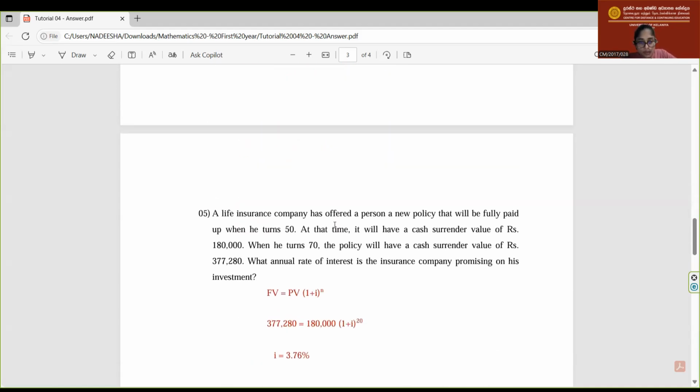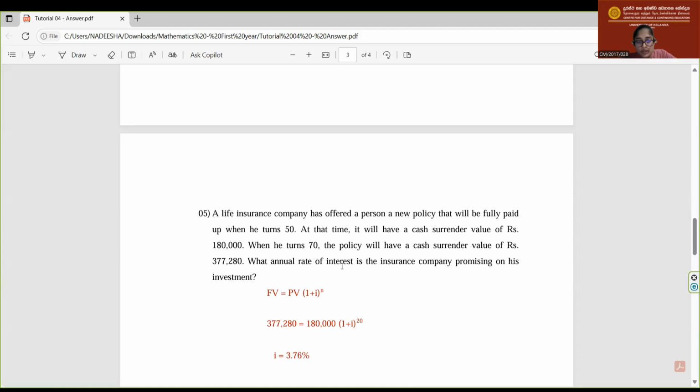A life insurance company has offered a person a new policy that will be fully paid up when he turns 50. At that time, it will have a cash surrender value of rupees 180,000. When he turns 70, the policy will have a cash surrender value of rupees 377,280.